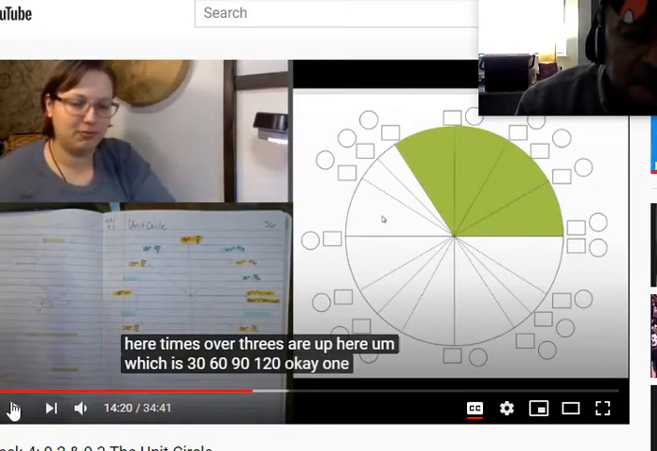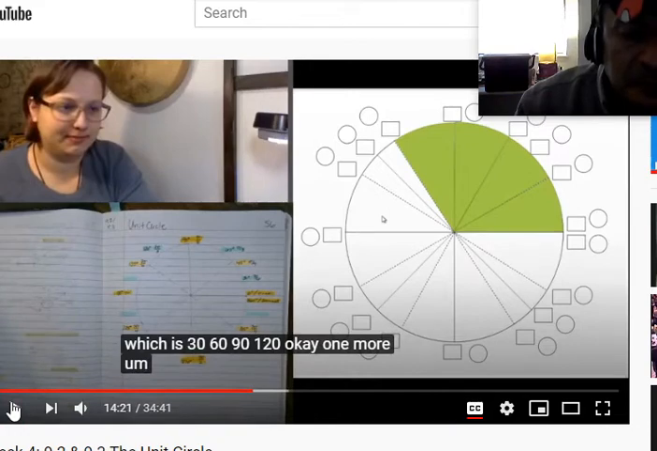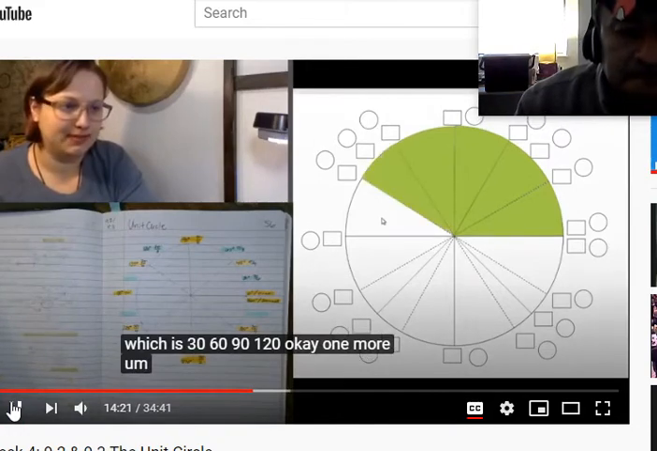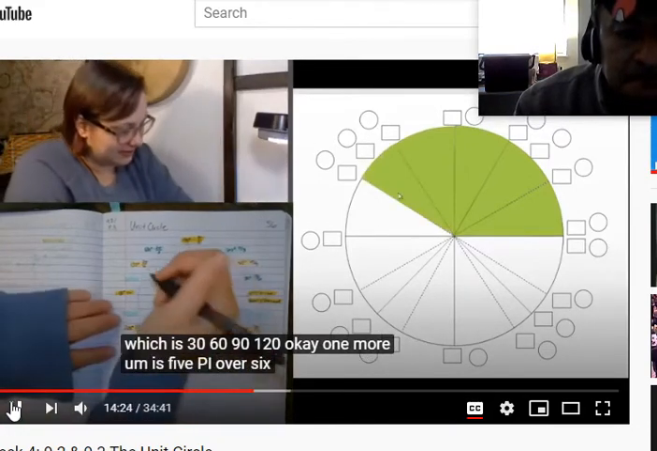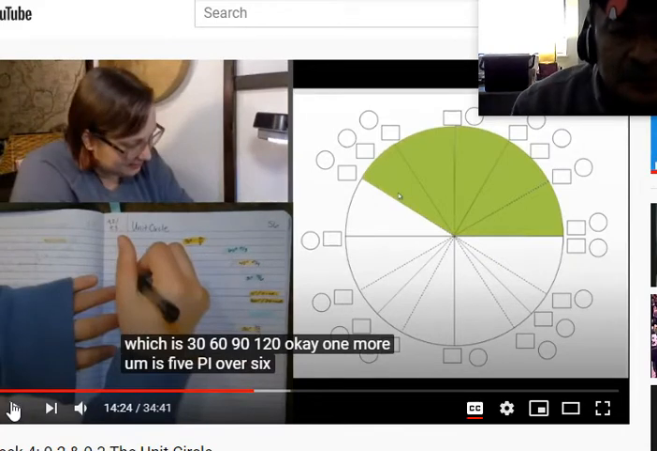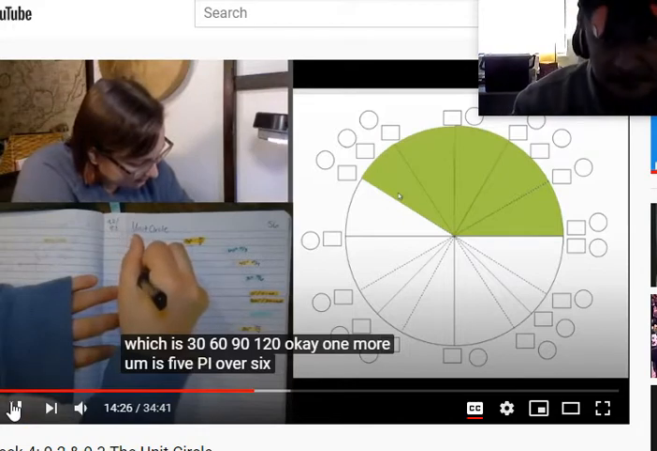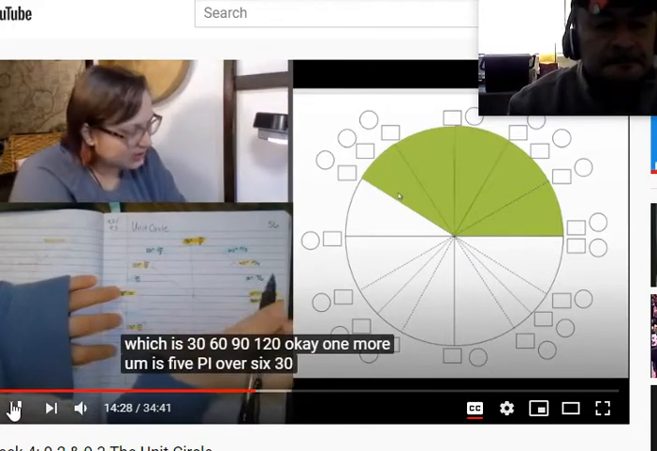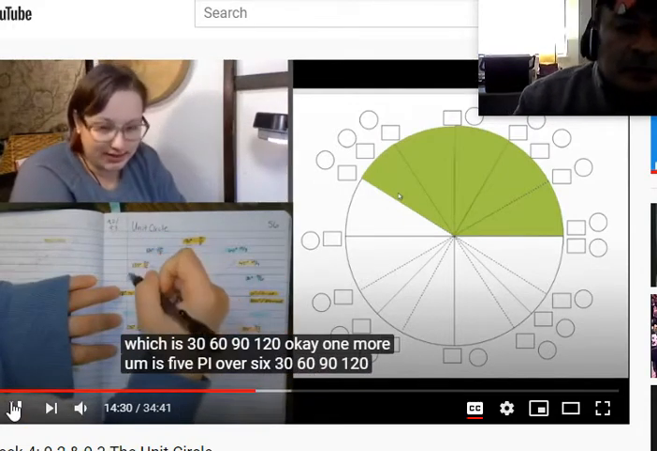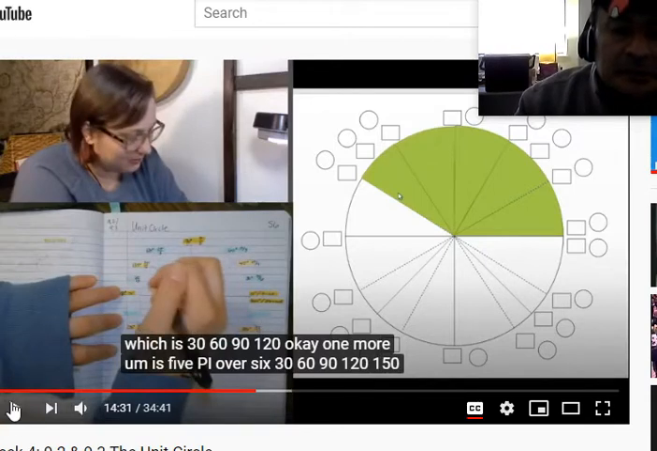Okay, one more. Another would be 5 pi over 6. 30, 60, 90, 120, 150.